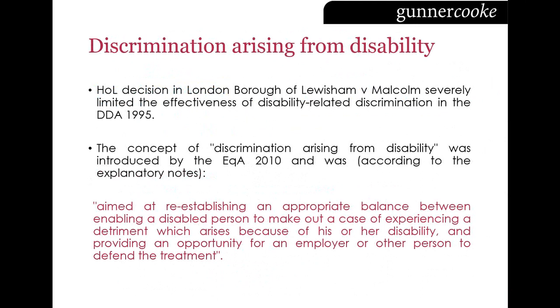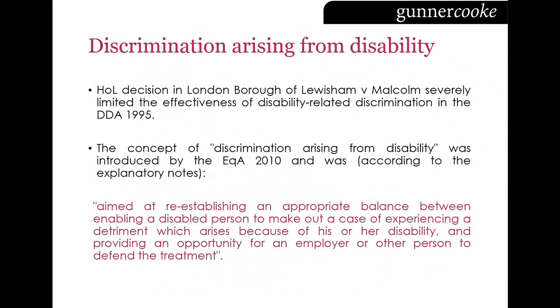So what happened was things were going nicely, trundling nicely under the Disability Discrimination Act, and then we had the House of Lords case in London Borough of Lewisham and Malcolm, and this wasn't actually an employment case at all, it was a provision of goods and services case. And in this case, Mr. Malcolm had schizophrenia, and he'd illegally sublet his flat, and as a result the council had evicted him, and he argued that this was disability-related discrimination.